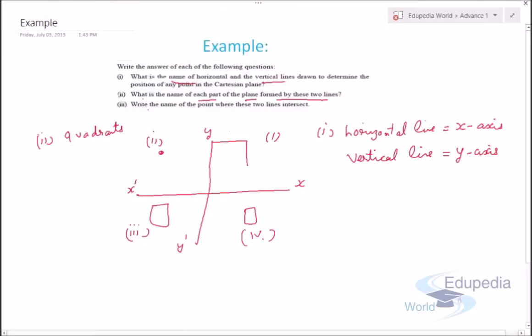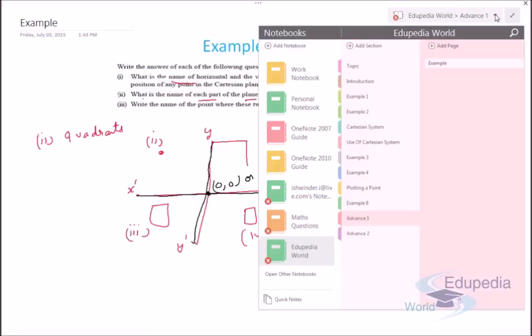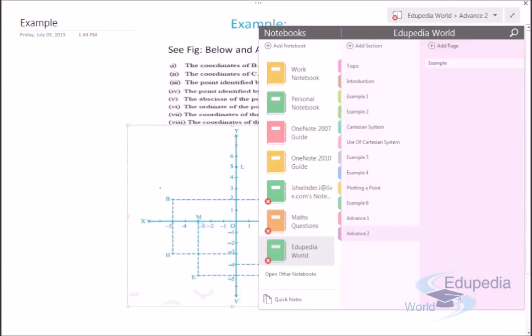Now write the name of the point where these two lines intersect. Suppose this is a line and this is a line. They are intersecting at a common point. So this point is known as 0, 0, or this point is known as the origin. So let's move on to the last question of the video.